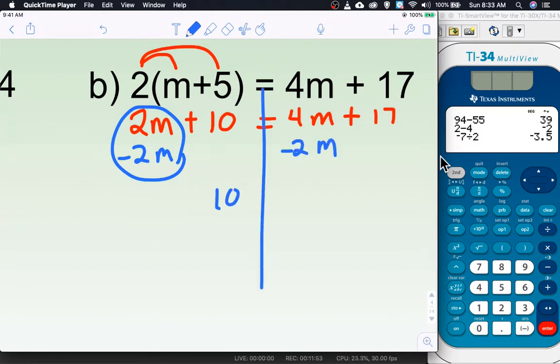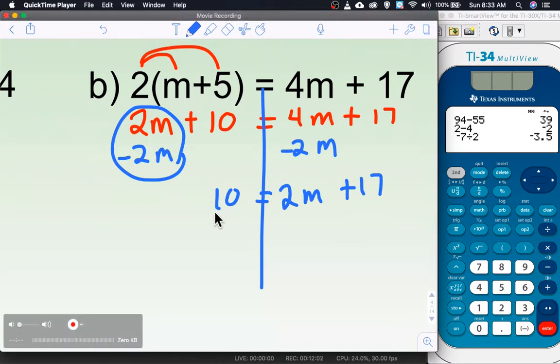10 and 2m plus 17. Now, if my goal is to get the variable by itself, I'm not going to get rid of this 10. I'm not going to minus 10. I'm going to get rid of the stuff on the same side of the equal sign as the variable. So we get rid of addition and subtraction first, multiplies and divides last. So I'm going to get rid of this plus 17.